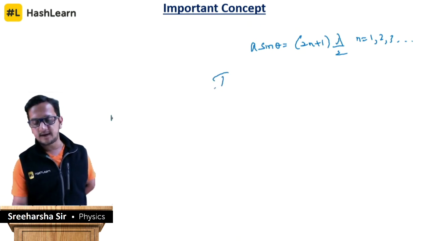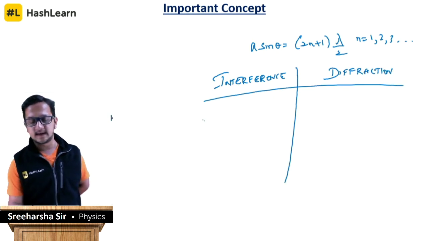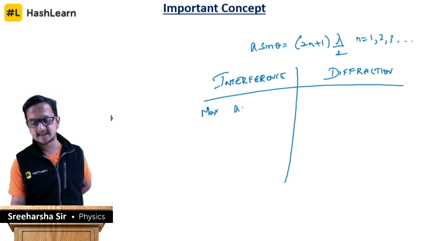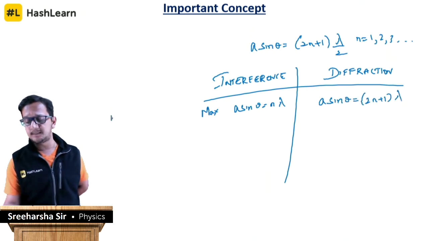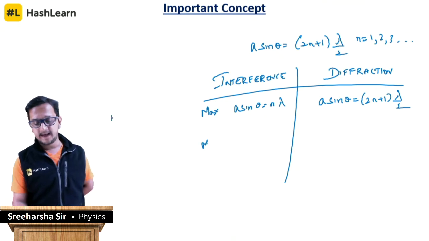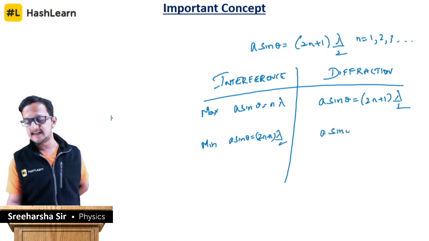So now if you compare interference and diffraction, you have two things over here. Maxima: in interference the condition is a sin theta equal to n lambda, and here the condition is a sin theta equal to (2n plus 1) lambda by 2. Minima: in interference the condition is a sin theta equal to (2n plus 1) times lambda by 2. Here the condition is a sin theta equal to n lambda.